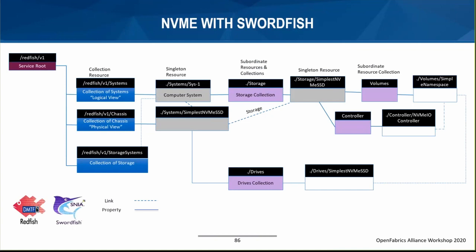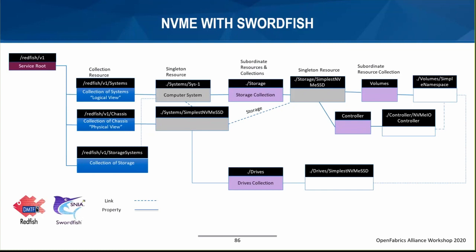So that is an NVMe subsystem. As we had seen in the previous slide, this NVMe subsystem has 1 controller and 1 volume, and those are represented by the blocks over there. The volume is called simple namespace, which sits under the volume collection under the simplest NVMe subsystem. And we see that there is an NVMe I/O controller under the controller collection, and that is also sitting under the simplest NVMe SSD subsystem.